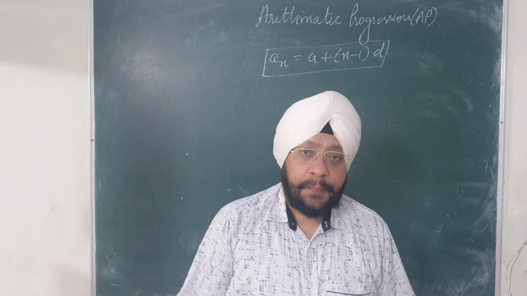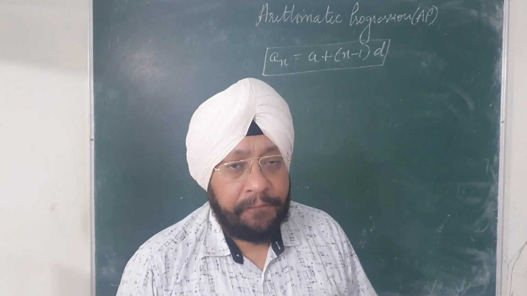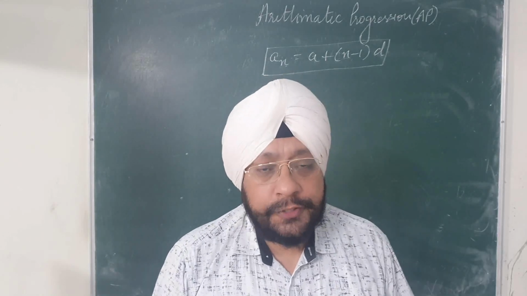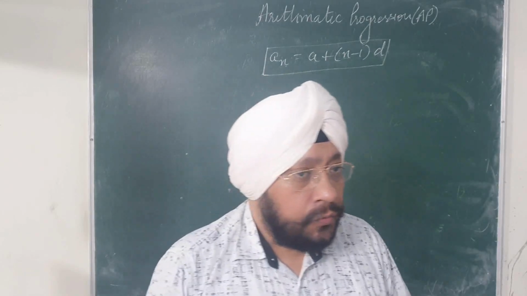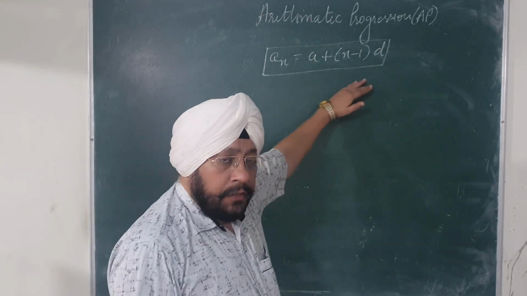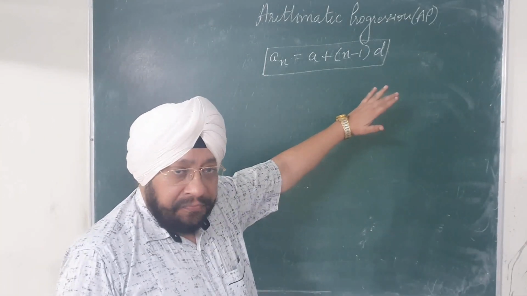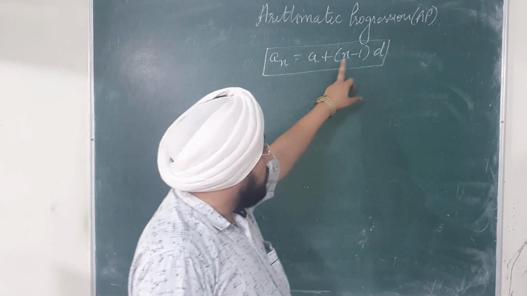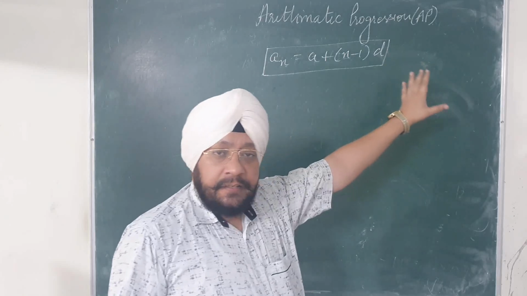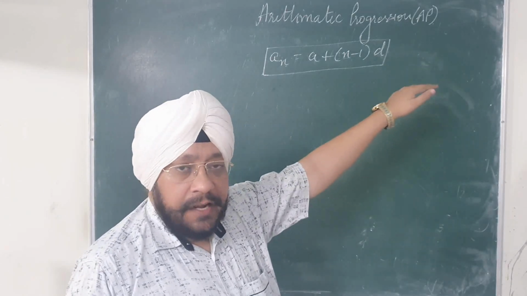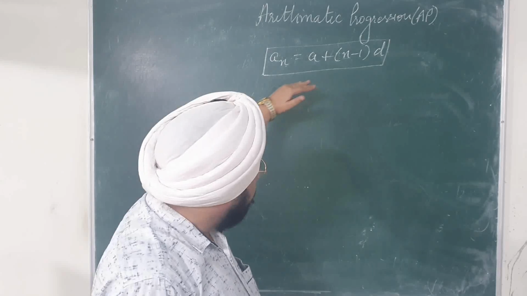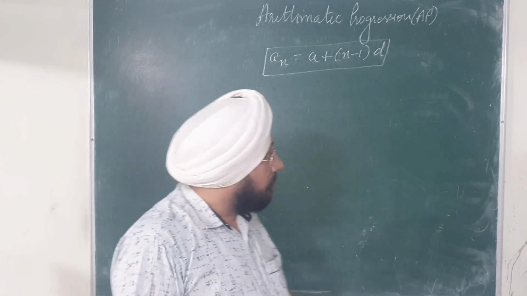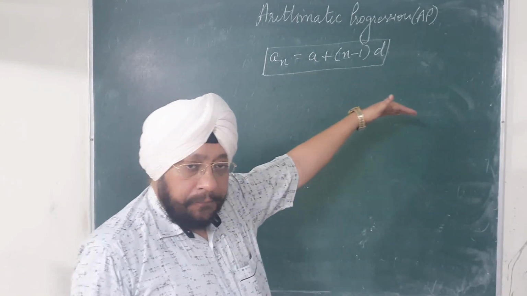Good morning, students. Today we are going to start with exercise 5.2, that is of arithmetic progression, which is related to finding a particular term of an AP, which can be represented as an = a + (n - 1)d, where a is the first term, n is the number of terms, and d is the common difference. And an means a particular term which we have to find out. So let's start with the derivation of this formula.